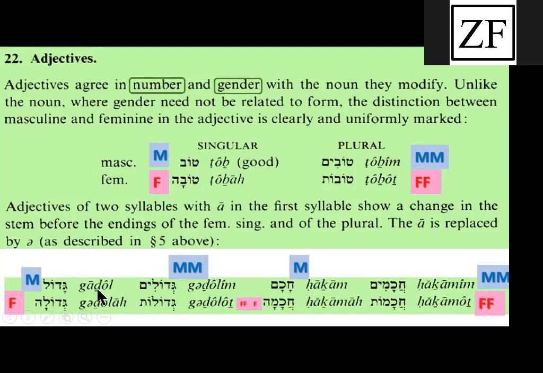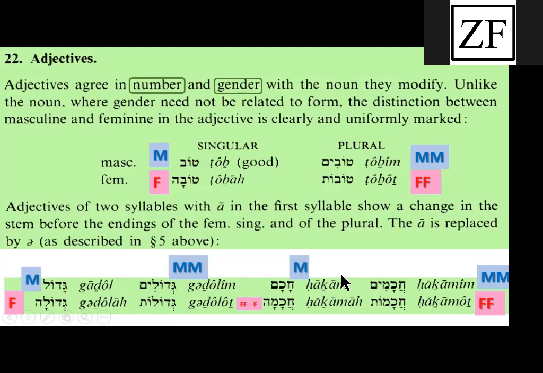Okay, so I'm going to say Ish Gadol. Ish Gadol. And then Isha Gadolah. Isha Gadolah. Okay, so men was Anashim. So really great men would be Anashim Gadolim. And for a bunch of great women, that would be Nashim Gadolot. Say that? Nashim Gadolot. Perfect, okay?